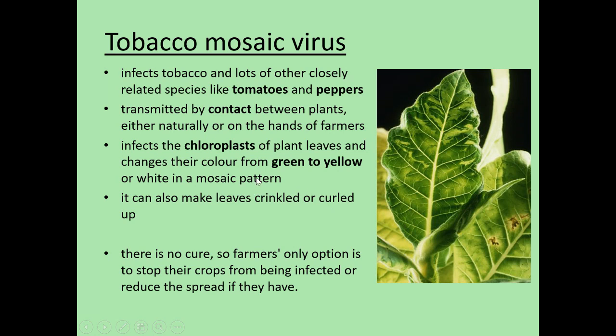We'll talk about why this is bad in a second, but there is no cure. So farmers' only option is either to prevent them being infected in the first place, or identify and reduce the spread as quick as they can. Often it will just mean that if there is an infected plant, you just burn it. You just burn the plant. Happens all the time in orchards. If there's a virus affecting one of your apple trees, you burn the tree down. There's nothing you can do. Pretty scary, really.